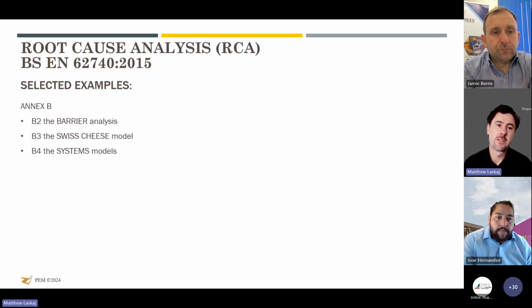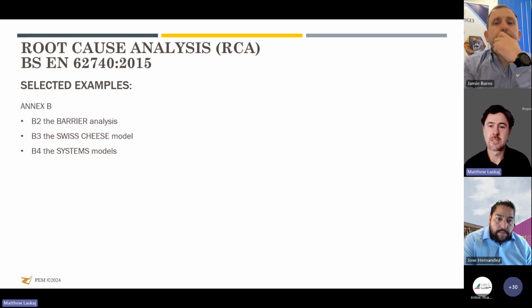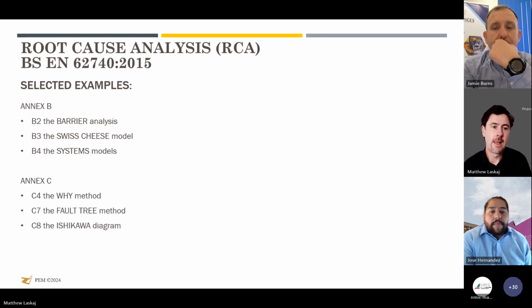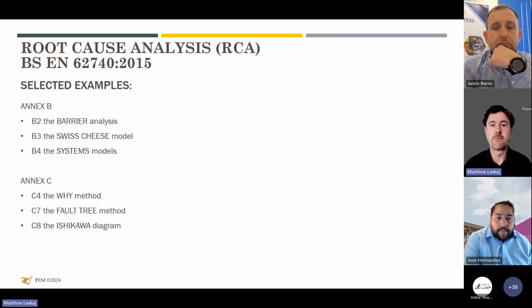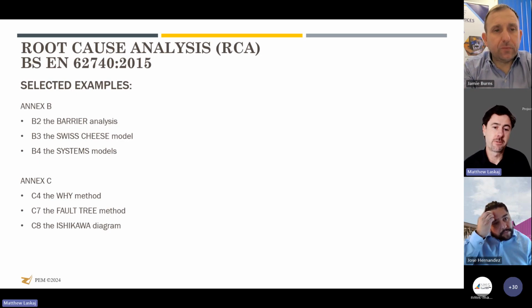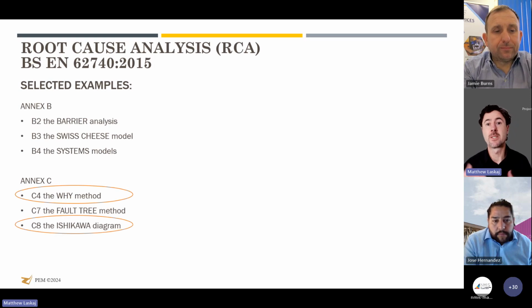So when we're talking about hazards, we've got the barrier model, Swiss cheese model, systems model. There's some of the more hazard analysis methods, like HAZOPs and HAZIDs. And then we've got more of the processes to investigate the faults, like the Y method, the fault tree method, and Ishikawa diagrams. You can see there's only a selection. The two that I wanted to focus on as starting points for this morning are the Y method and the Ishikawa ones, because these are the ones that I personally have used the most and find most popular.